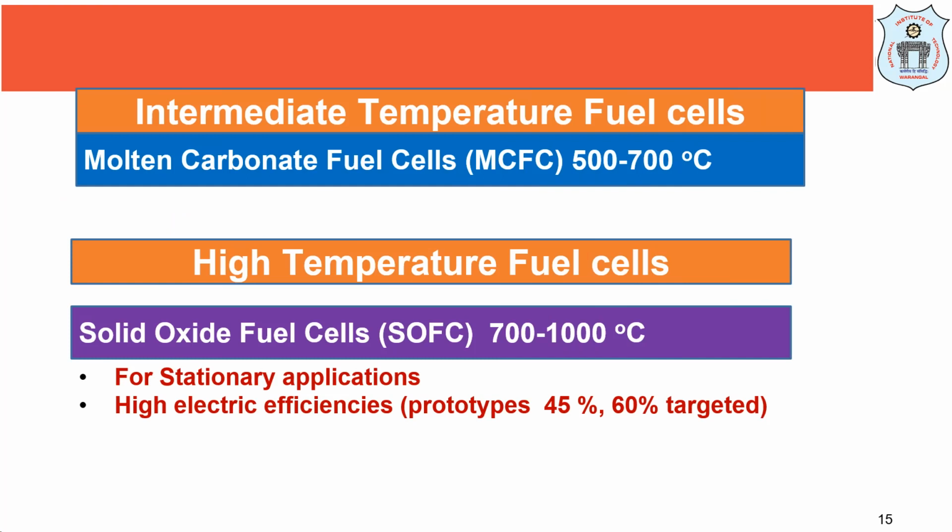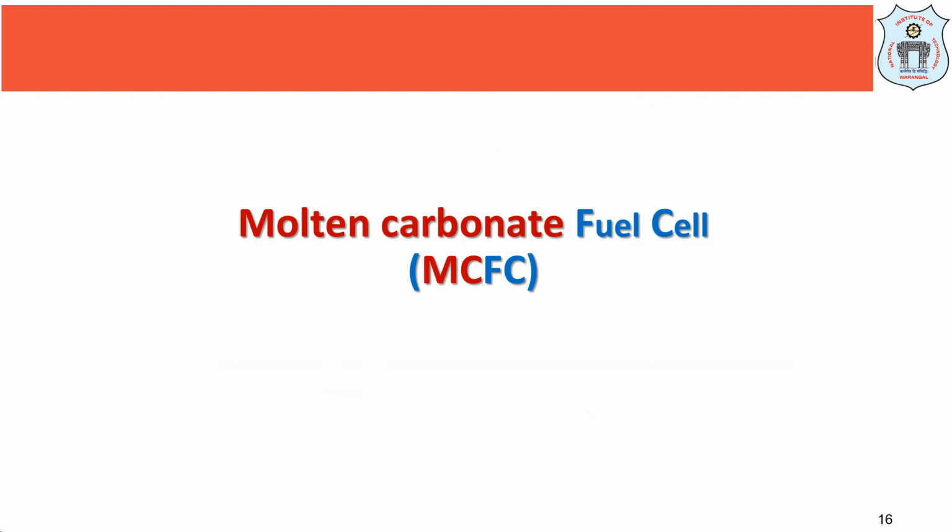So that is where we come into today's lecture, where we have high temperature fuel cells. Within high temperature fuel cells, we can classify them as intermediate temperature fuel cells and very high temperature fuel cells. When I say intermediate, it is in the range of 500 to 700 degrees Celsius. Okay, and if you talk about very high temperatures, it is around 700 to 1000 degrees Celsius. So today we are going to focus on molten carbonate fuel cells.